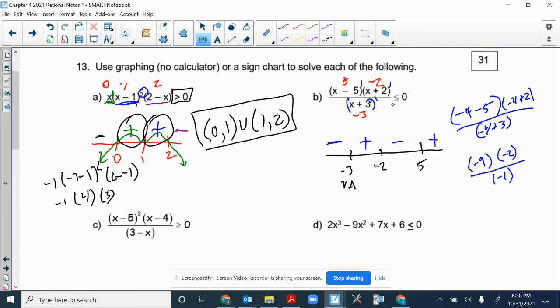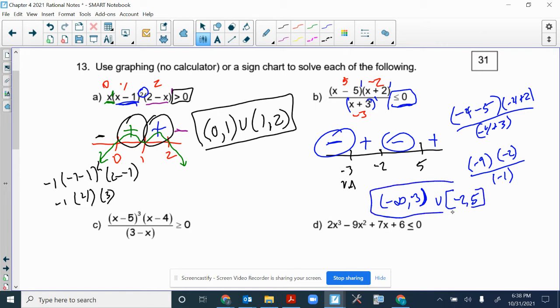And then again, I just want to look at whether I look at the positives or the negatives. Here I'm looking at the negatives, so that's this section and this one. So I can state my answer, -3 union -2 to 5. Now again, you want to be careful because we want to include all our zeros, but -3 is not a 0, it's a vertical. So I put a parenthesis there, but then at -2 and 5, we include them because they are zeros. So there is our final answer.